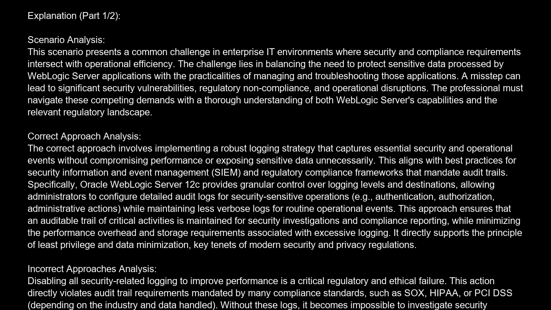Incorrect approaches analysis. Disabling all security-related logging to improve performance is a critical regulatory and ethical failure. This action directly violates audit trail requirements mandated by many compliance standards, such as SOX, HIPAA, or PCI DSS, depending on the industry and data handled. Without these logs, it becomes impossible to investigate security incidents, detect unauthorized access, or prove compliance during audits. It also represents a failure to uphold the duty of care to protect sensitive information.